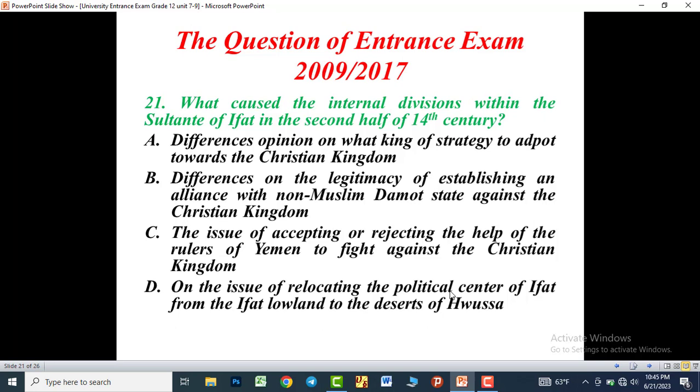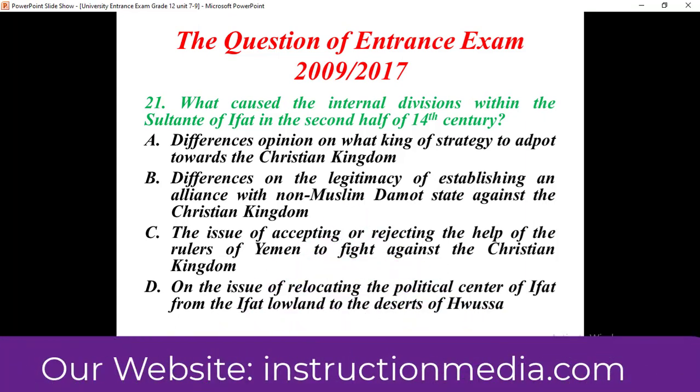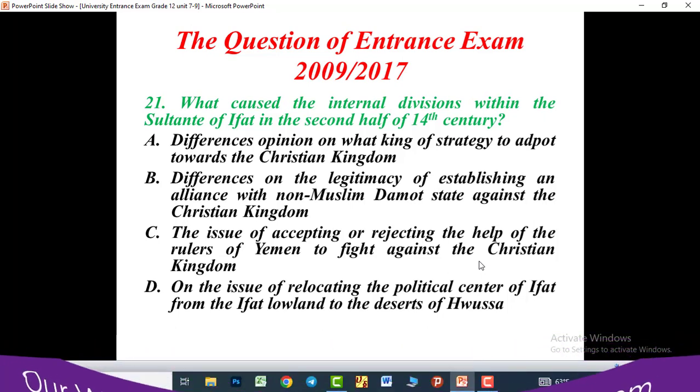Question number 21. What caused the internal division within the Sultanate of Ifat in the second half of the 14th century? A. Differences of opinion on what kind of strategy to adopt toward the Christian kingdom. B. Difference on the legitimacy of establishing an alliance with the Muslim Dawaro state against the Christian kingdom. C. The issue of accepting or rejecting the help of the ruler of Yemen to fight against the Christian kingdom. D. The issue of relocating the political center of Ifat from the Ifat lowland to the desert of Hausa.